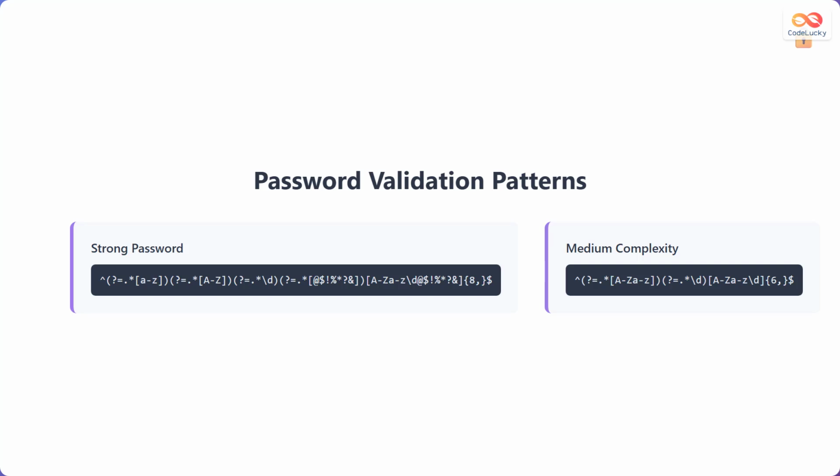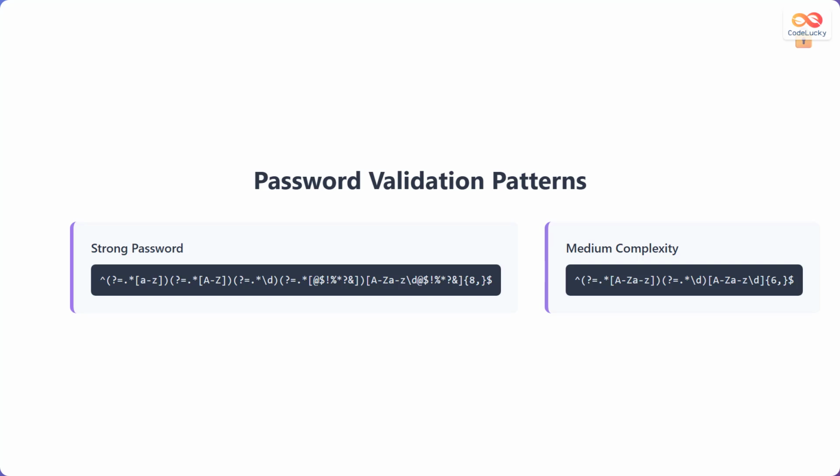The pattern is as follows: open parenthesis, question mark, equals, dot, asterisk symbol, open square bracket, lowercase a to z, close square bracket, close parenthesis, open parenthesis, question mark, equals, dot, asterisk symbol, open square bracket, uppercase A to Z, close square bracket, close parenthesis, open parenthesis, question mark, equals, dot, asterisk symbol, backslash lowercase d, close parenthesis, open parenthesis, question mark, equals, dot, asterisk symbol, open square bracket, @ symbol, dollar symbol, exclamation mark, percentage symbol, asterisk symbol, question mark, ampersand, close square bracket, close parenthesis, open square bracket, uppercase A to Z, lowercase a to z, backslash lowercase d, @ symbol, dollar symbol, exclamation mark, percentage symbol, asterisk symbol, question mark, ampersand, close square bracket, curly bracket open 8 comma, close curly bracket, dollar symbol.